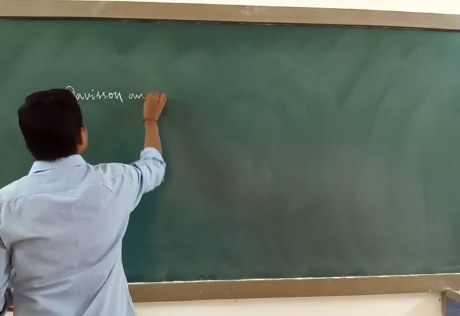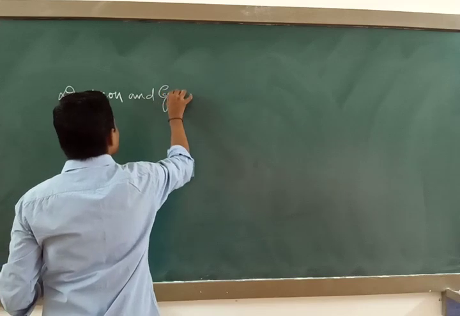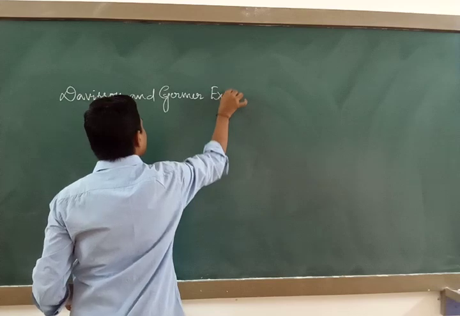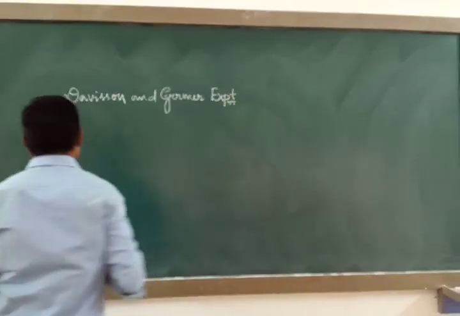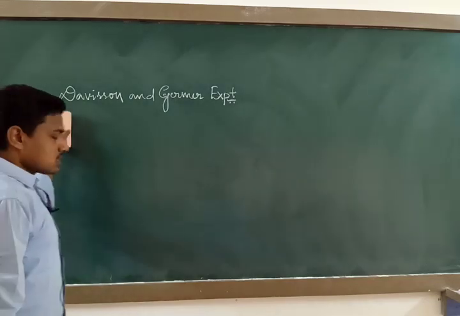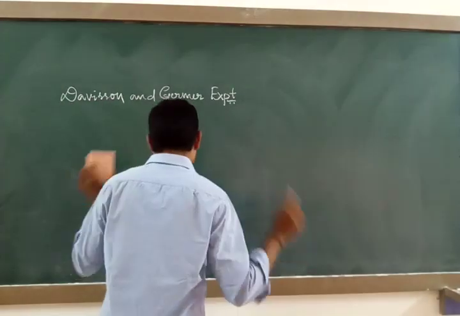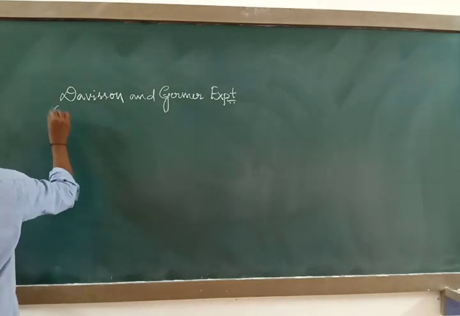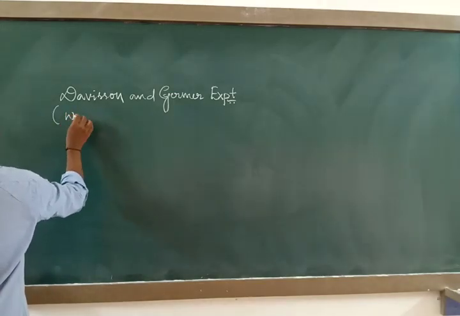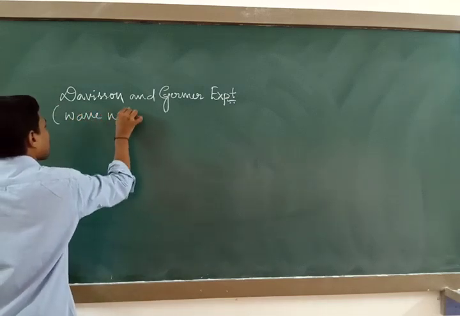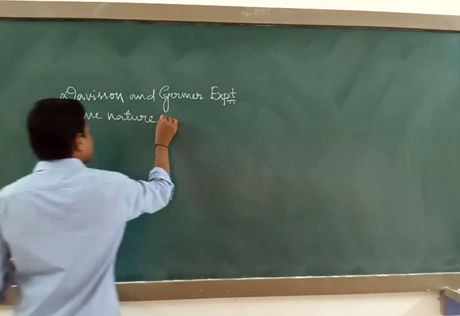The Davisson and Germer experiment is a very important part. What is the outcome of this experiment? It is very, very important. In the Davisson and Germer experiment, they gave the practical proof for the wave nature of electrons.